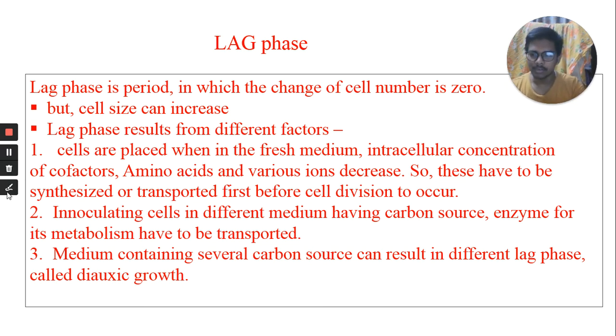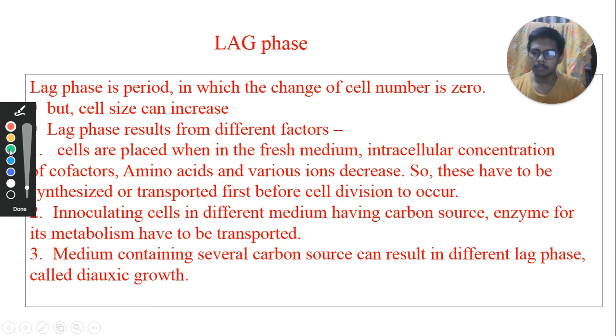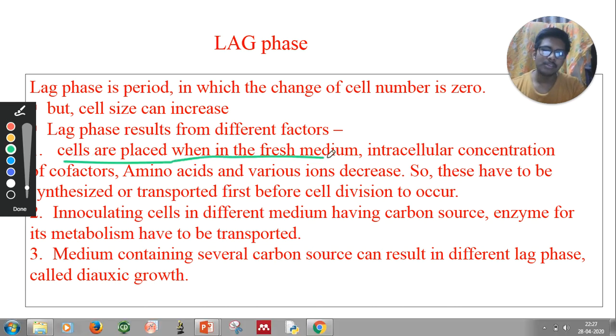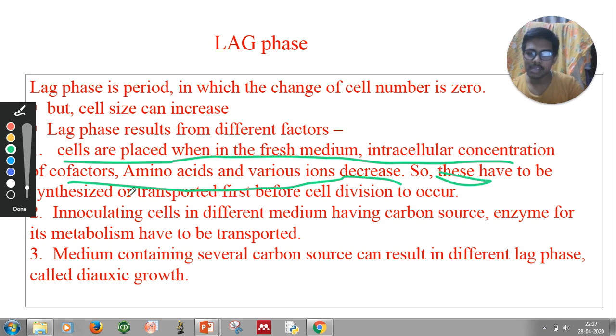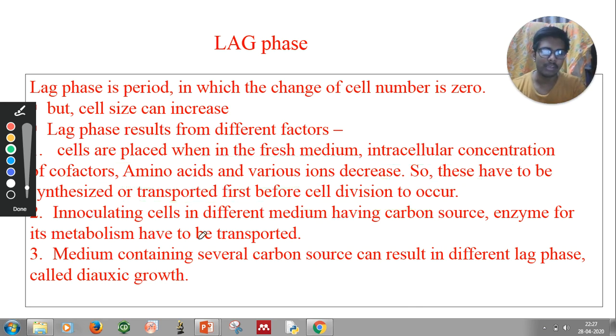So as you can see here, cells are placed in fresh medium, and the intracellular concentration of cofactors and amino acids decreases. That's why they have to be synthesized or transported fast inside the bacterial cell so that cell division can occur. Next is the inoculation of cells in a different medium having a carbon source. Enzymes in metabolism have to be transported from the medium to inside the cell. That's why it needs time. That way the lag phase happens.